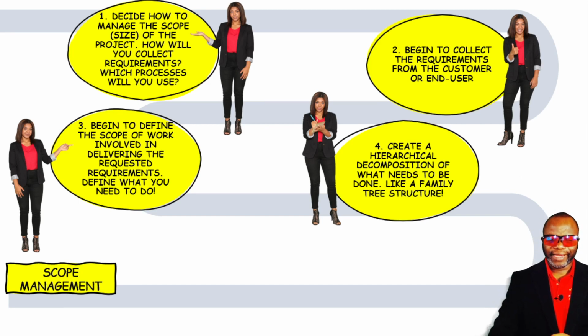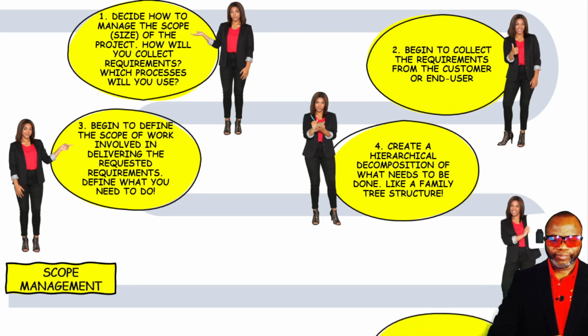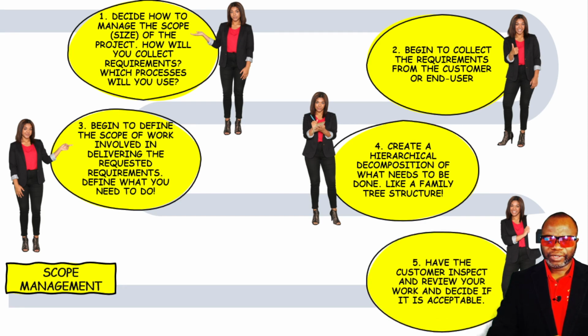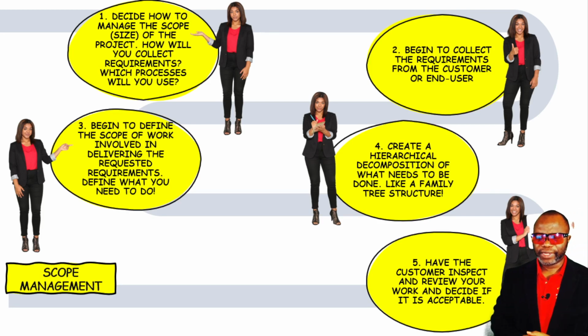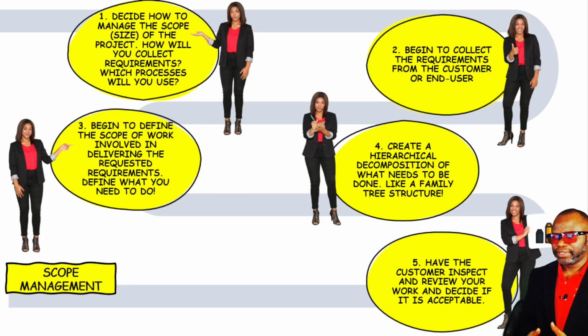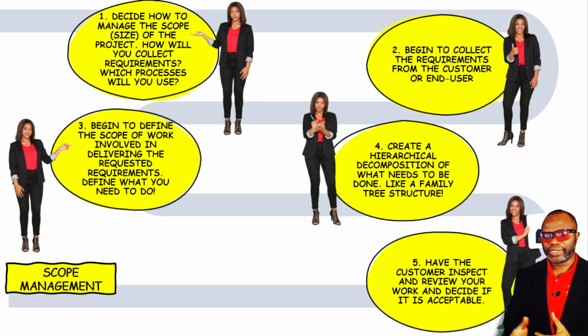All right, the next thing we're going to look at here is step 5. And step 5 here is having the customer inspect. So as you can see here, it says have the customer inspect and review your work and decide if it is acceptable. We call this validate scope.